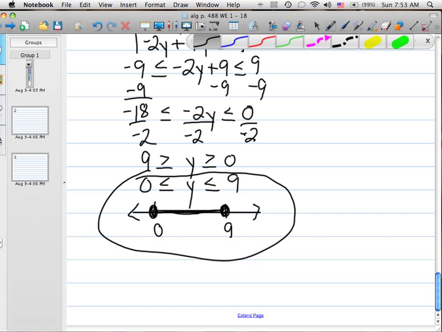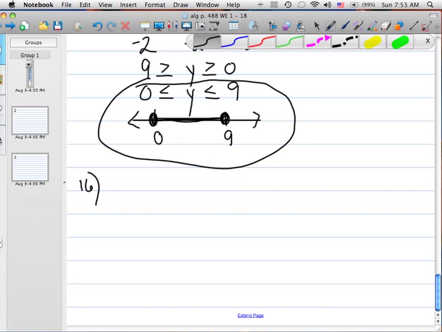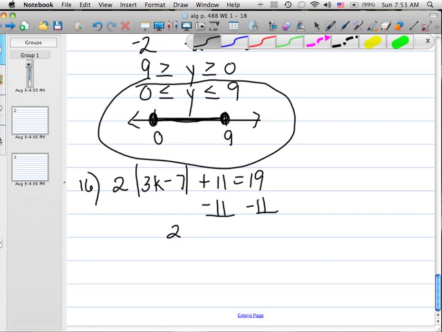Problem number 16. We have 2 times the absolute value of 3k minus 7 plus 11 equals 19. Now we have to get rid of what's on the outside of the absolute value, so first we're going to undo the addition by subtracting 11. So now we have 2 times the absolute value of 3k minus 7 is equal to 8. Then we're going to divide by 2. And now we finally have 3k minus 7, the absolute value of it, is equal to 4.